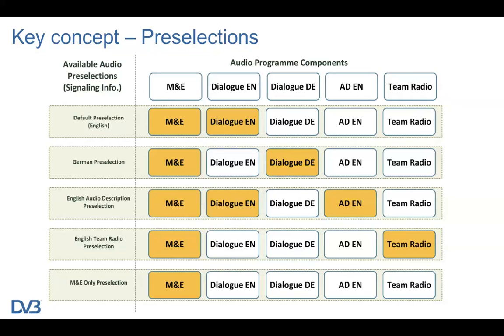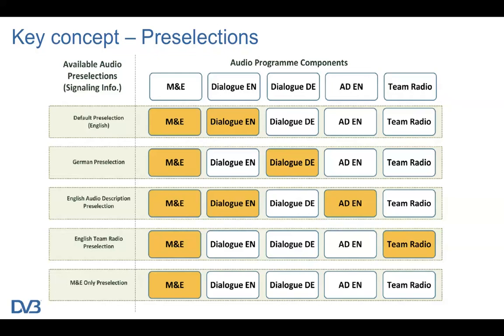So in this particular one, for those people who have a visual impairment and want somebody to describe the scene for them, you can add that so that that person can go to the English audio description pre-selection, and they'll get three components delivered to their loudspeakers. Once again, you've got the M&E, the dialogue, and the audio description.